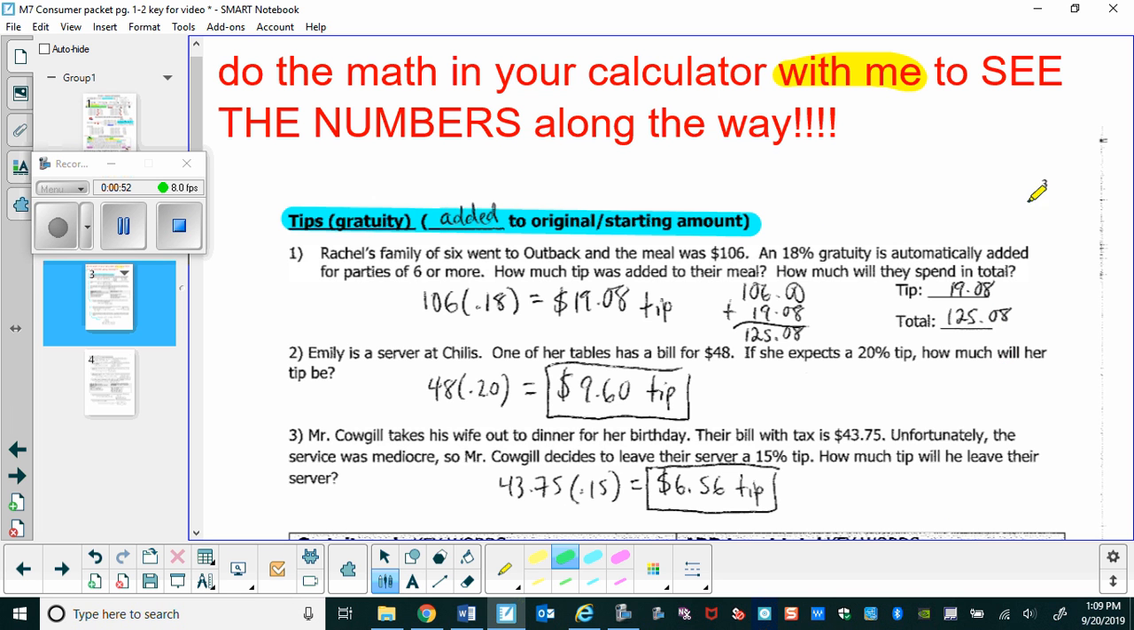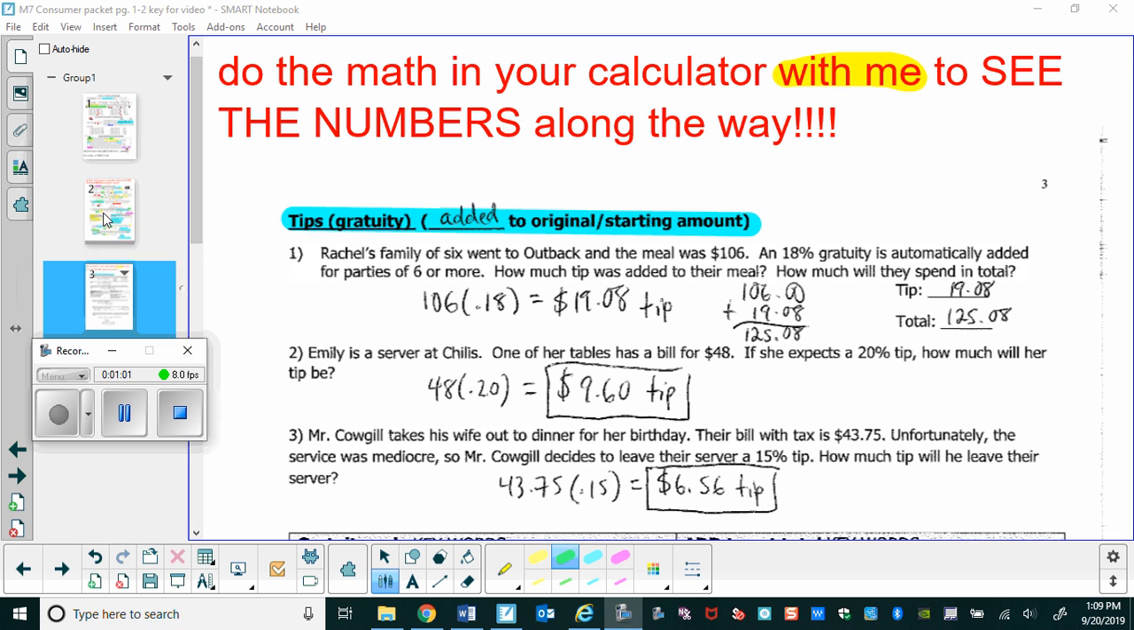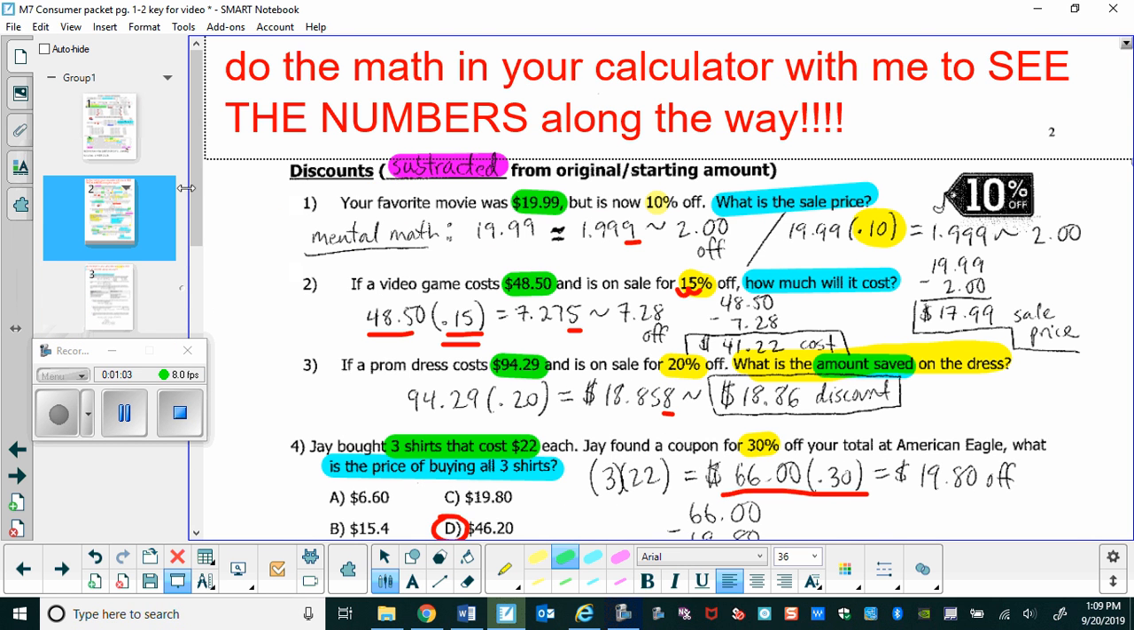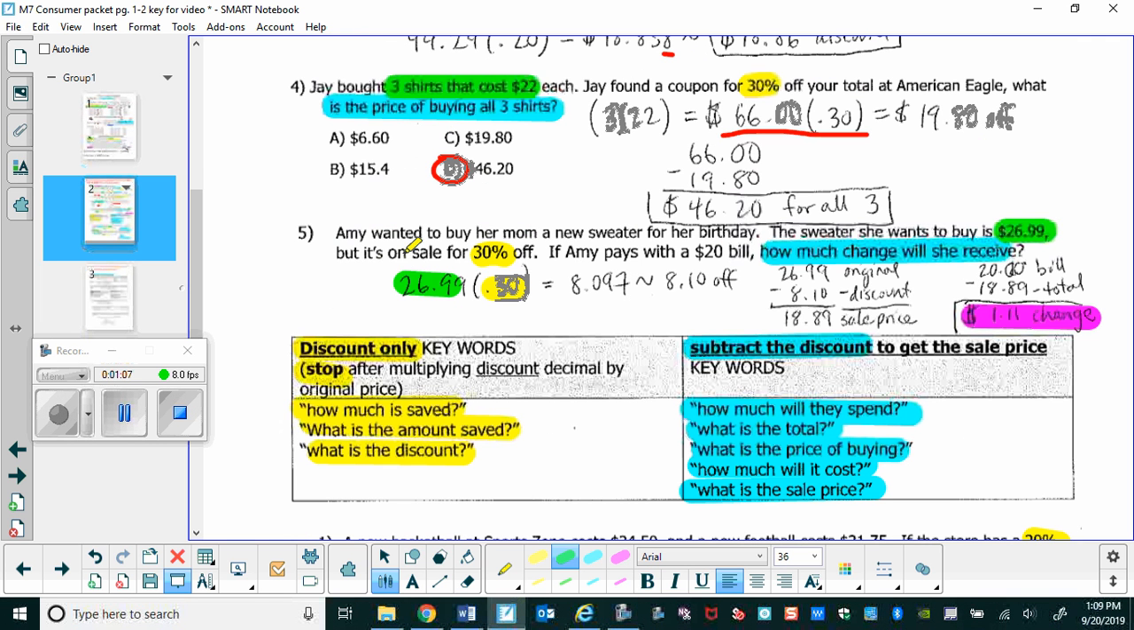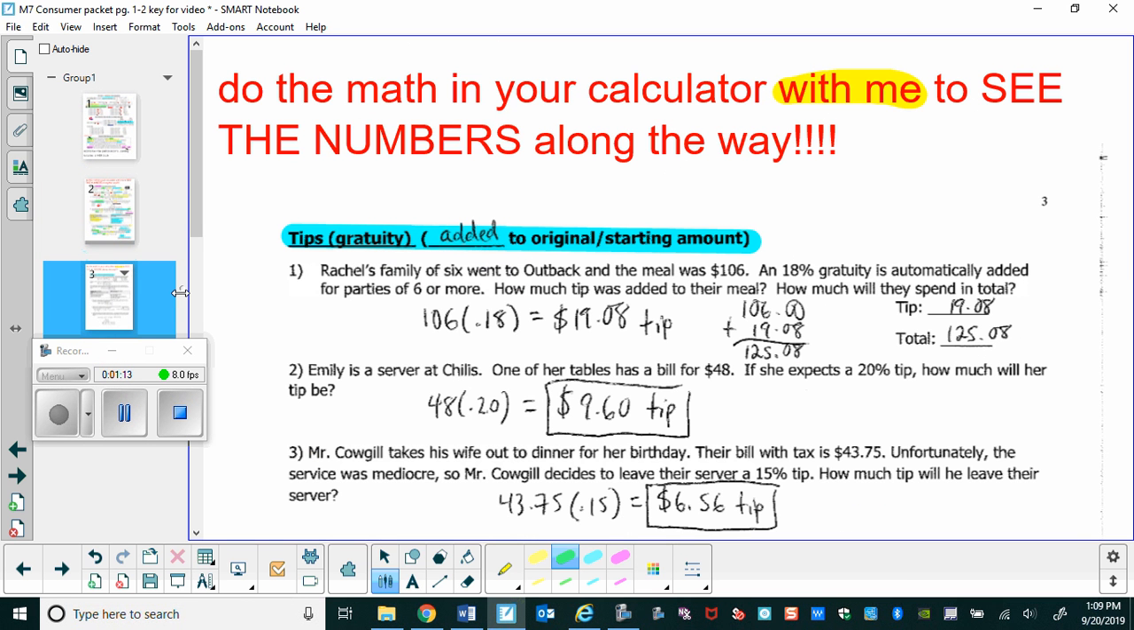So for the first problem here on page 3, we want to remind you guys that gratuity or a tip gets added in. You've already explored with discounts on page 2, things that get subtracted. So on page 2, when we multiplied the original amount times the discount, we then subtracted the discount away. Now on this page for tip, you add that into your total to pay the server or the waiter or the waitress.